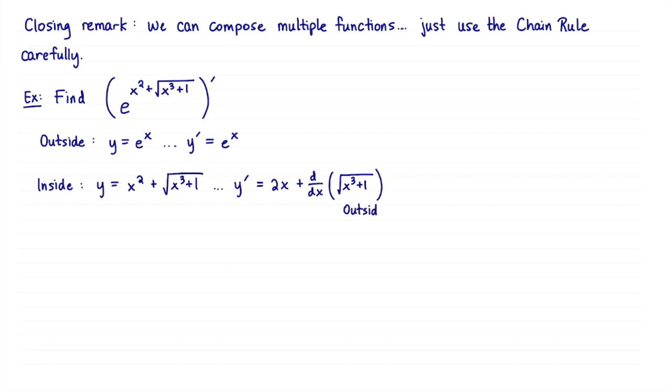So looking at this, the outside function is the square root function. So my outside function I could describe as y equals the square root of x, or to apply the power rule, it might be easier to write that as x to the 1/2 power. Then I know that y prime is 1/2 x to the negative 1/2, or 1 over twice the square root of x. The inside function is a polynomial y equals x cubed plus 1, so its derivative is 3x squared plus 0.